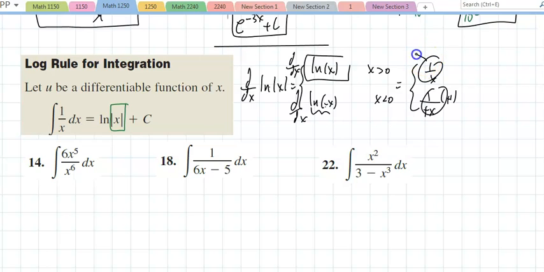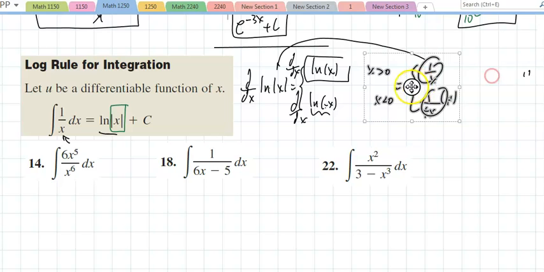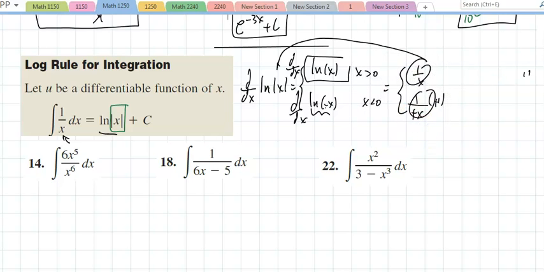So if you want to go back, what did you take a derivative of to get 1 over x? Natural log of absolute value of x. And keep in mind, the power rule doesn't work on this. We said the integral of x to the n dx is x to the n plus 1 over n plus 1. Okay, I'm not liking this. I'm going to shrink this a bit more and fit all of that in. Here we go.